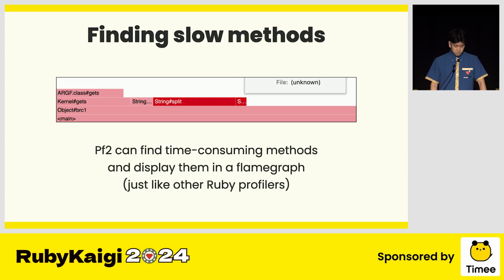So PF2 is capable of kind of classic profiling, which finds the time-consuming methods. And it shows it in a flame graph, just like I introduced. So in this case, the string split function is taking a long time.